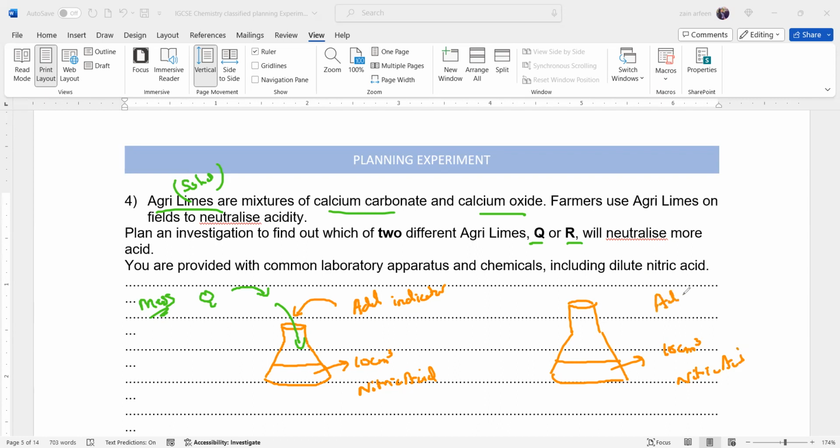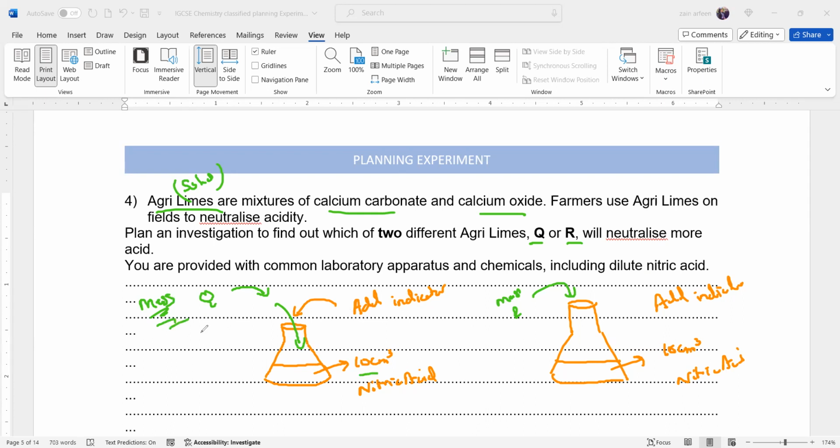And again, we'll add drops of indicator. Then this time we'll do the same experiment by adding a known mass of R, like every time, maybe 1 gram or 0.5 grams, until the indicator shows a color change. Now, how will we know which is better? We want to identify which of the two agri limes will neutralize more acid. So we'll compare the mass. The one which needs less mass will neutralize more acid, because a smaller quantity can neutralize 10 cm cube.